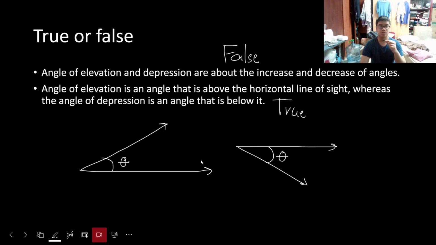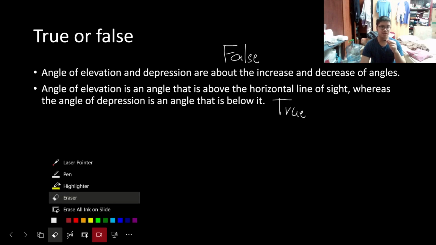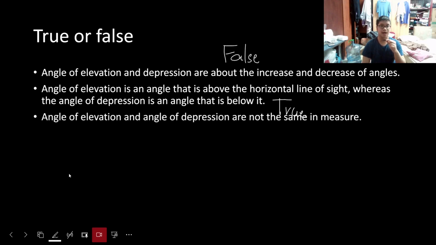So I think that's basically the gist of what angle of elevation and depression are. Next: angle of elevation and angle of depression are not the same in measure. Here, we could say that this is true, but at the same time, we could say that it is false.